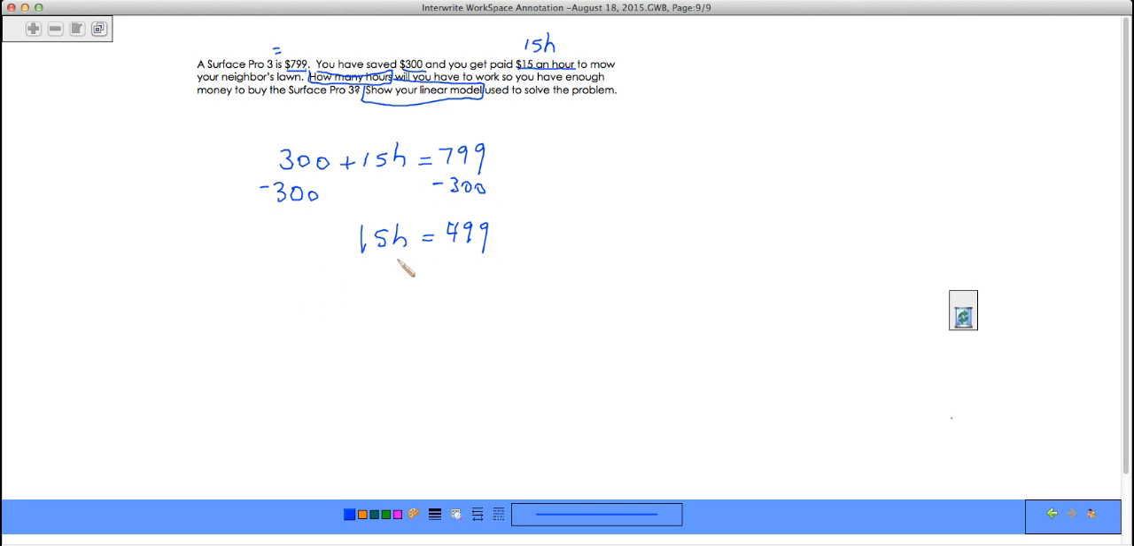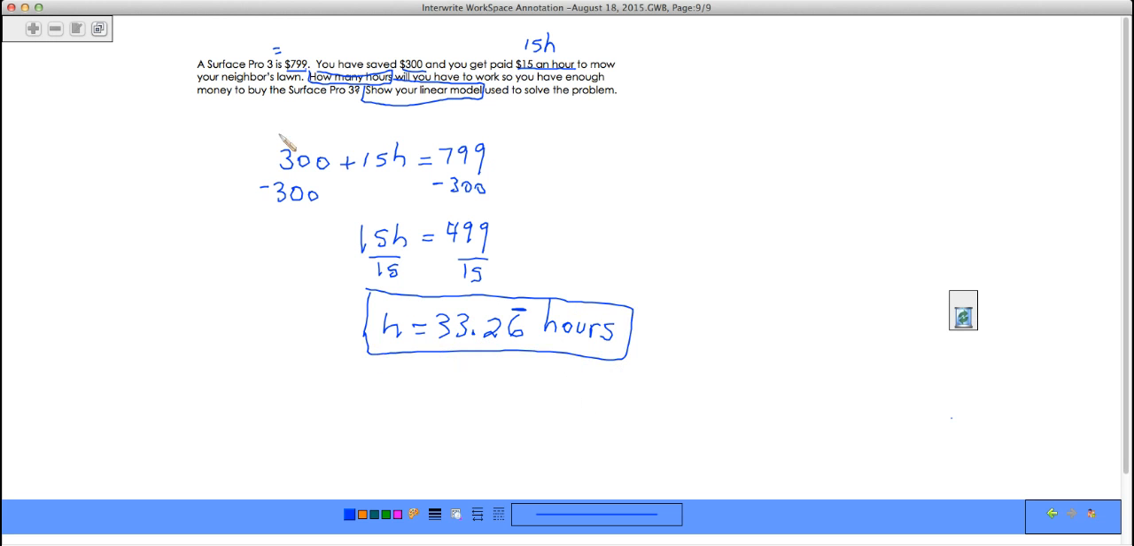Then to undo this multiplication, we divide. And we get h equals 33.26, 26 repeating, and we will make sure we put a label on our word problem, so this is hours. So here is our answer, and our linear model is our equation or inequality that we started with. And that's it. That is 1.2. Let me know if I can be any help.